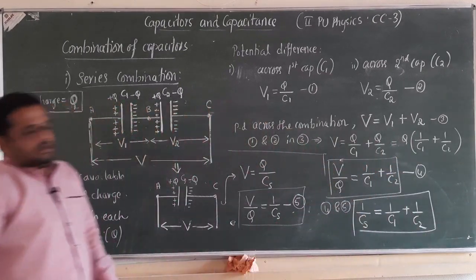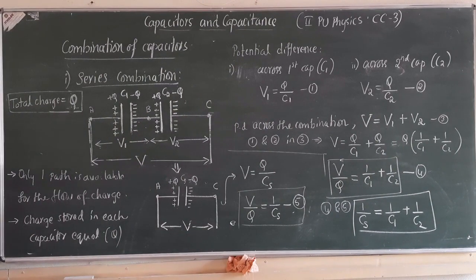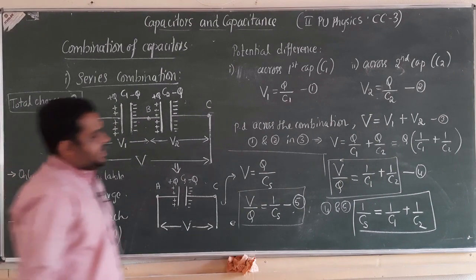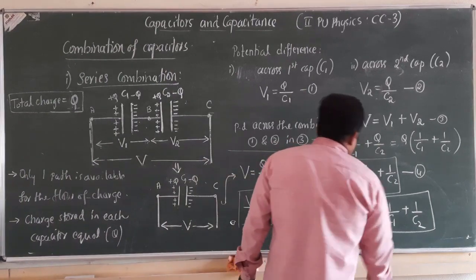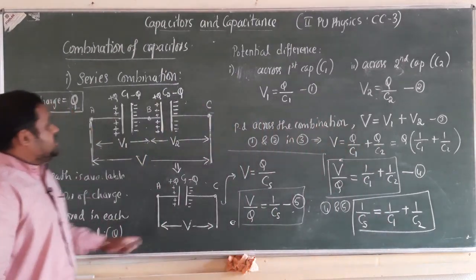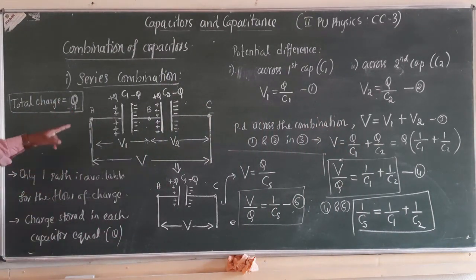1 by C1 plus 1 by C2. Now, this is the expression for effective capacitance when two capacitors are connected in series. Okay, series combination.